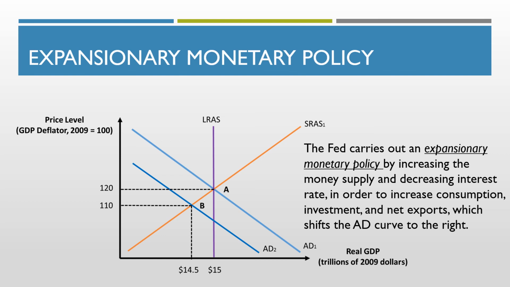Expansionary monetary policy is a policy that the Fed uses to increase the money supply and decrease interest rates, so that we can boost consumption, investment spending, and net exports in the economy, and shift aggregate demand to the right.